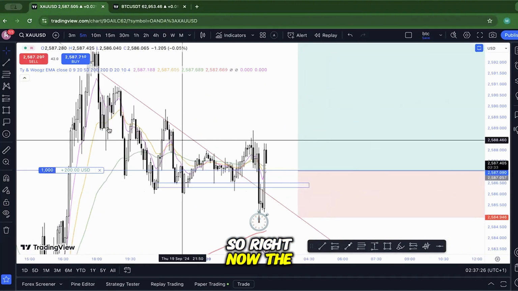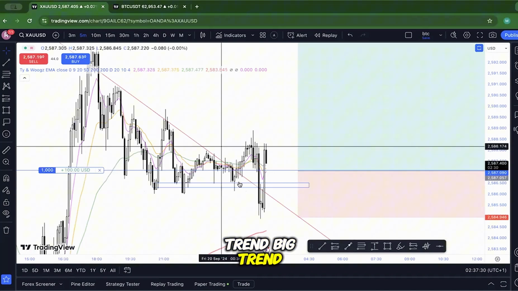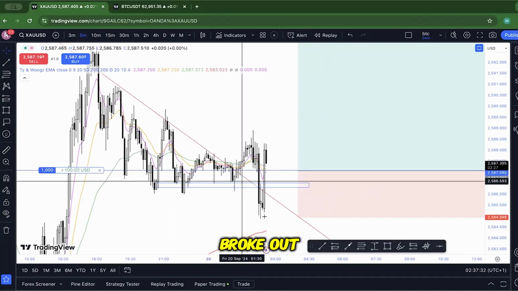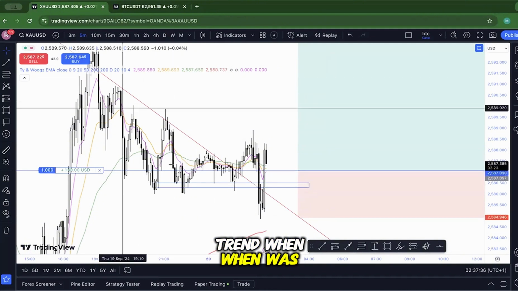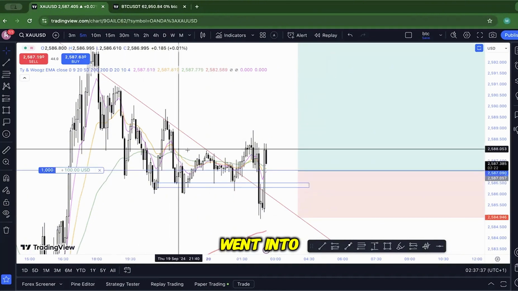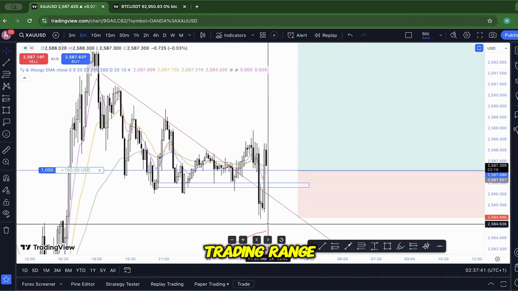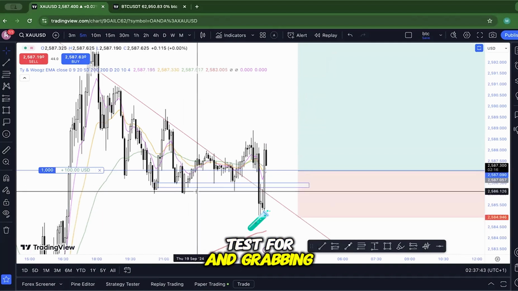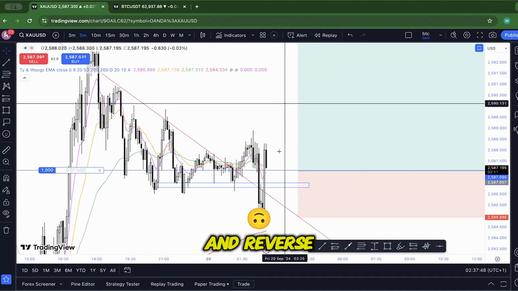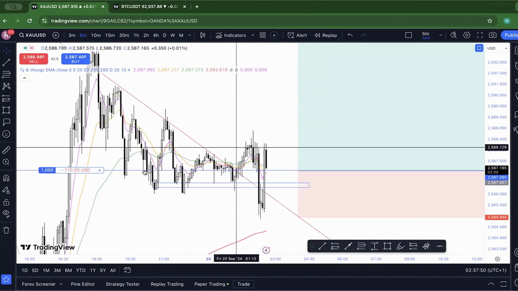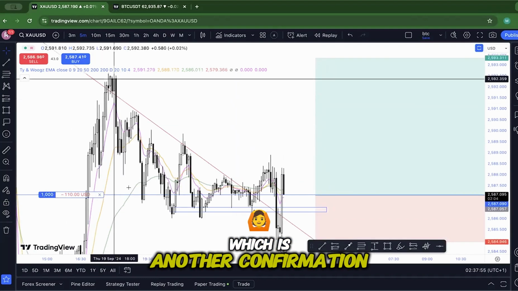So right now the market was in a bull trend, broke out of the trend, went into a small trading range, broke out of the trading range, tested to grab liquidity from down here, and reversed back up. So right now we also have a wedge, which is another confirmation.